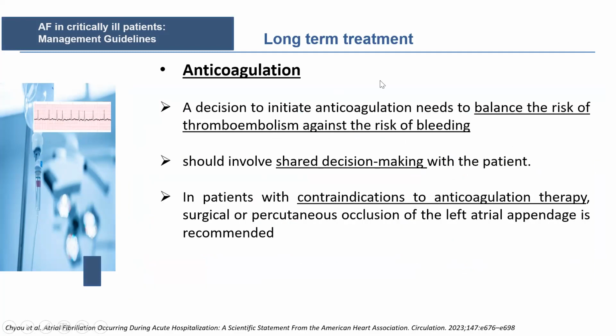And it's important to emphasize that you usually have to balance the risk between thromboembolism versus the risk of bleeding, and usually shared decision-making should be done with the patient. You have to involve your patient in the decision. You illustrate for him the benefits and the risks of giving the anticoagulation. And for those patients who have a really absolute contraindication for anticoagulation, we can consider appendage occlusion, whether this is done surgically or interventionally using an appendage occlusion device. This can be resorted to for some patients who have an absolute contraindication for anticoagulation.